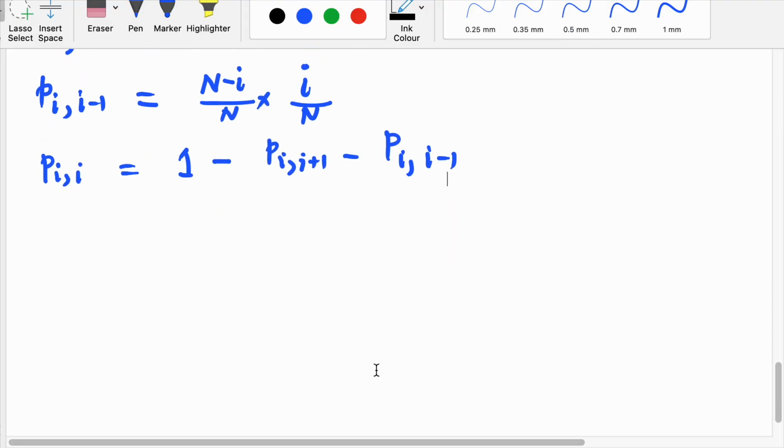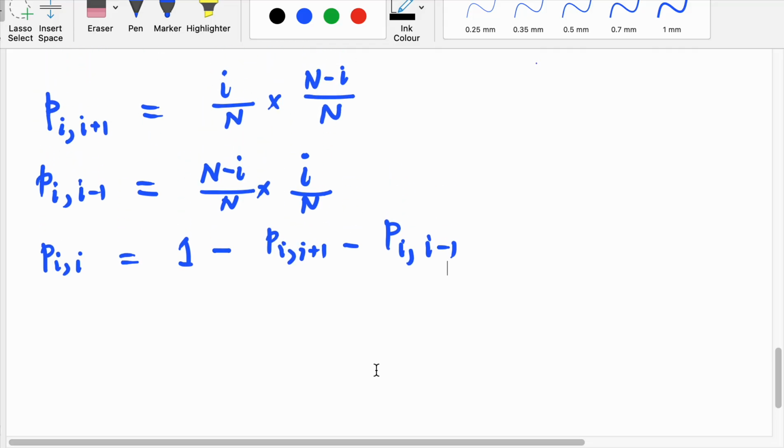Now generally you can write this in terms of a transition matrix, and it is actually called a transition matrix. What is the transition here? These are called the transition probabilities. This probability shows the probability to go from the ith state to I plus 1, and to go from I to I minus 1.